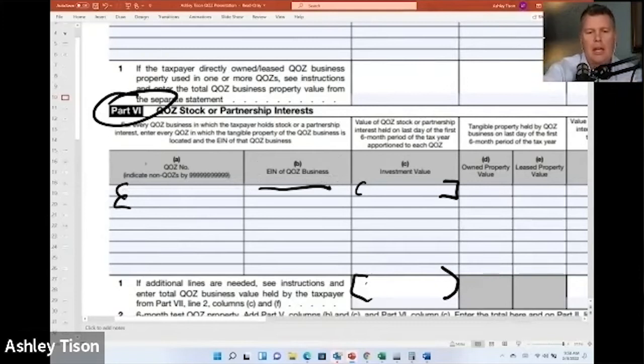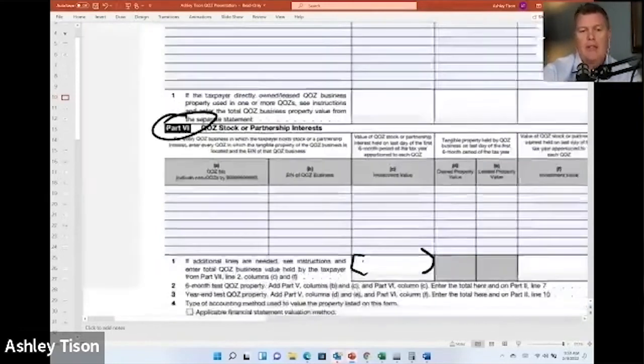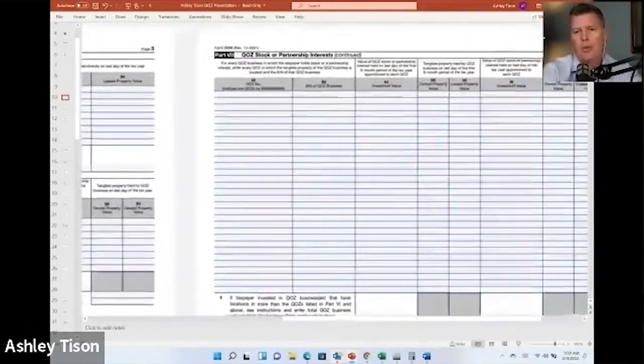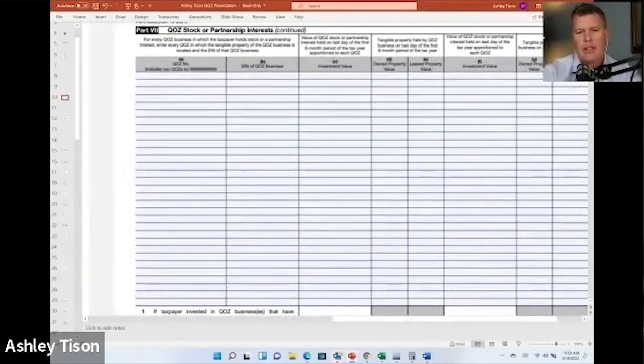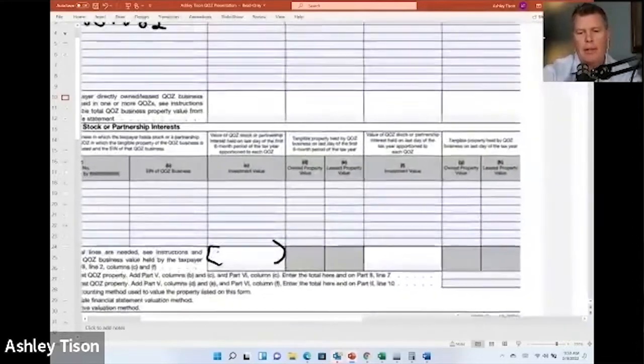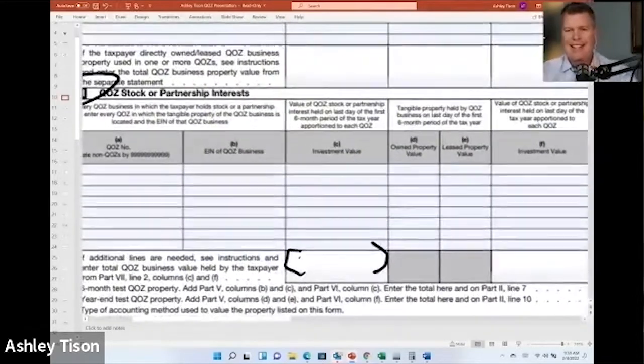And that's kind of confusing for a lot of people. And this is why it's important that if you're investing into a Qualified Opportunity Zone business, that you get a commitment from them that they're going to help you complete this, particularly if they're in multiple locations. So if they are in multiple locations, there's actually, on part 7, this is where part 7 comes in. This is basically an extension of the form. So you've got lots of room to be able to fill out all of those different opportunity zone tracts that you've got property in. But that's effectively what part 7 is, an extension of this form.